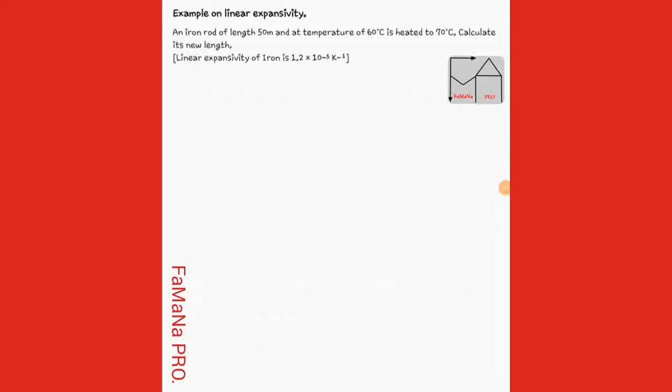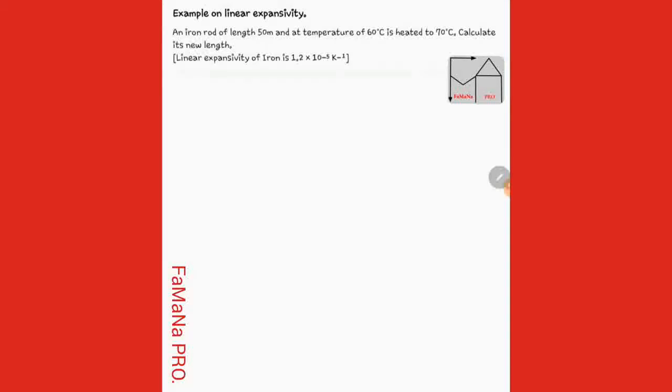Here's another example on linear expansivity. An iron rod of length 50 meters and at temperature of 60 degrees Celsius is heated to 70 degrees Celsius. Calculate its new length. Linear expansivity of iron is 1.2 times 10 to the power minus 5 per Kelvin.